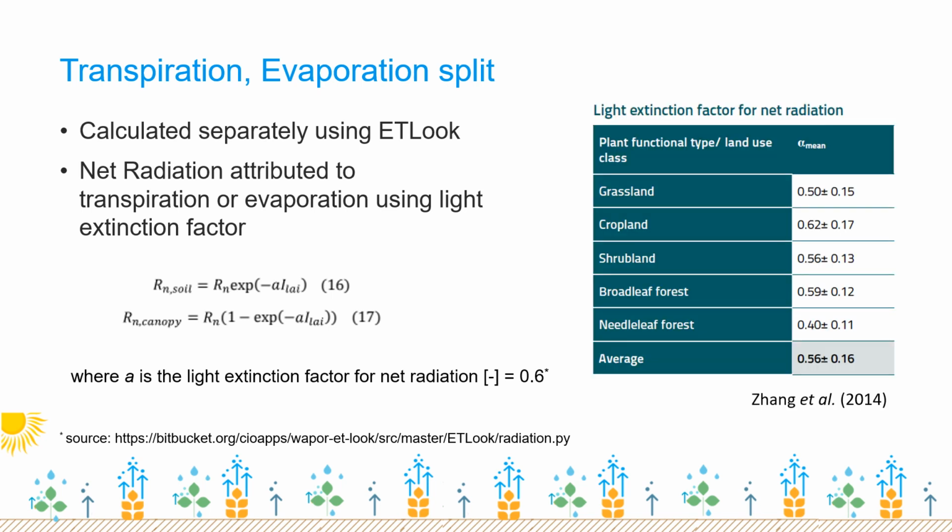However, as Zhang et al. found out, the light extinction factor for net radiation varies for different land cover classifications as well as within land cover classifications, thereby affecting the split between evaporation and transpiration.